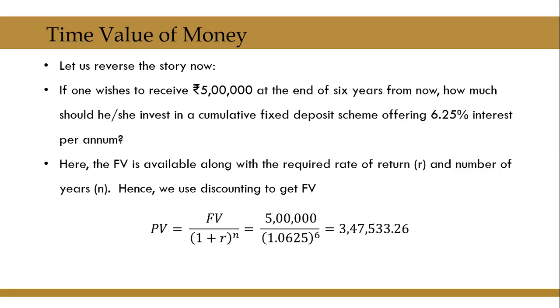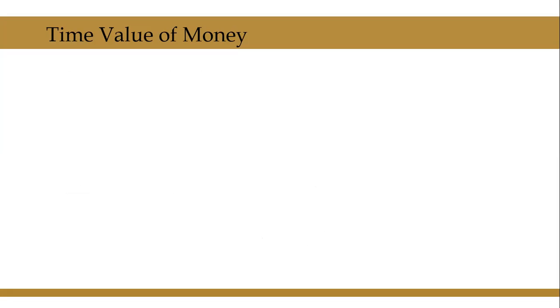So if you use the formula 5 lakh divided by 1.0625 to the power of 6, we will get the answer as 3,47,533.26. That means if one invests rupees 3,47,533 in a fixed deposit offering 6.25% per annum, at the end of 6 years, the amount will grow to rupees 5 lakh. Let us now move a little more closer to reality.